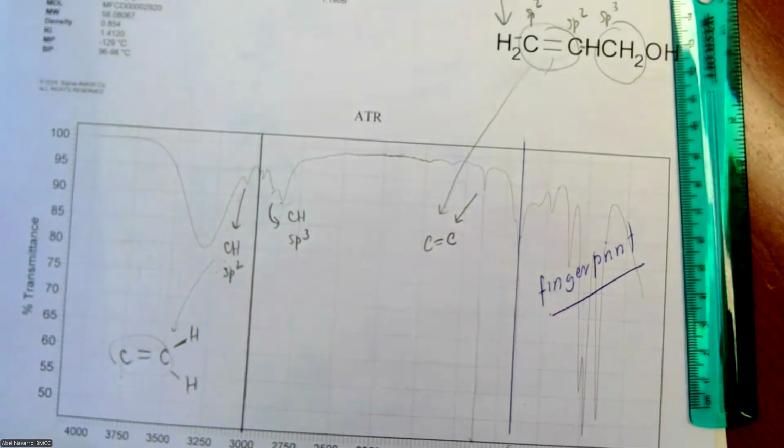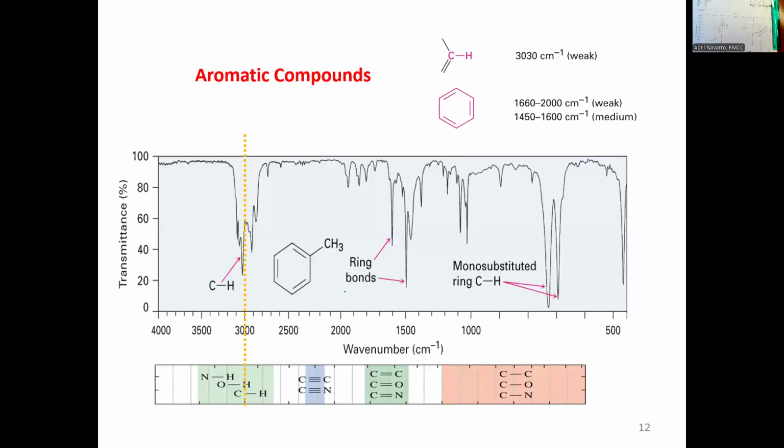How do you like IR so far? Okay, so it's very visual. Now, here in aromatic compounds, you guys can see that this slide contains some monosubstituted rings, right? So some other peaks, but unfortunately, those peaks are in the fingerprint region. As we said before, we are not going to focus on the fingerprint region. So ignore them.